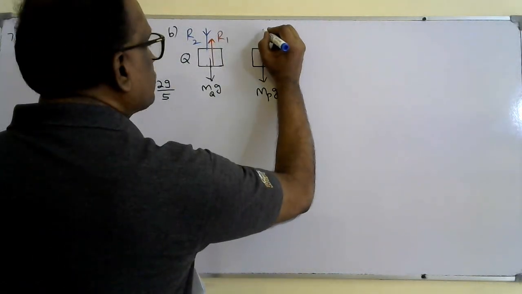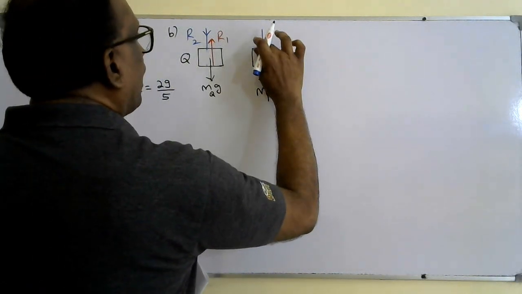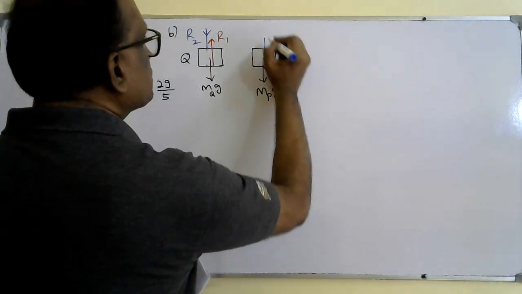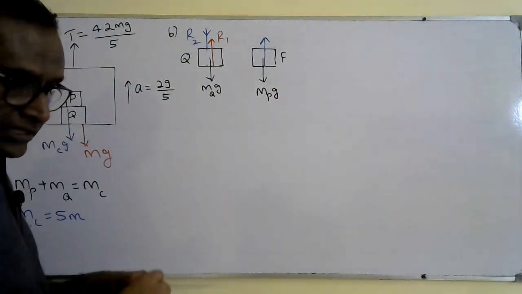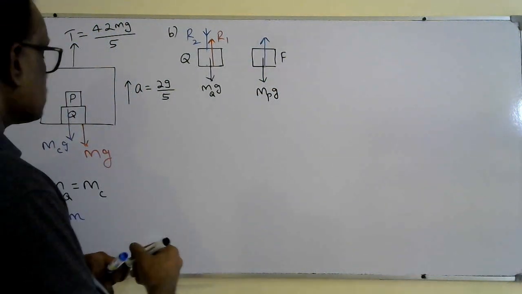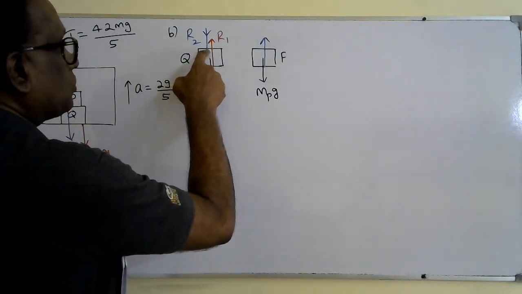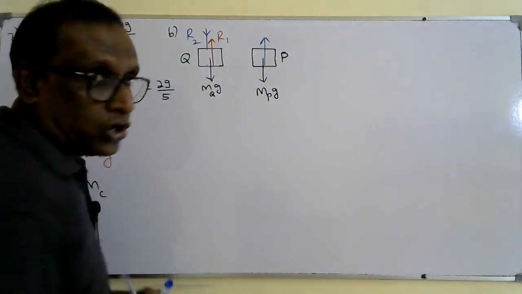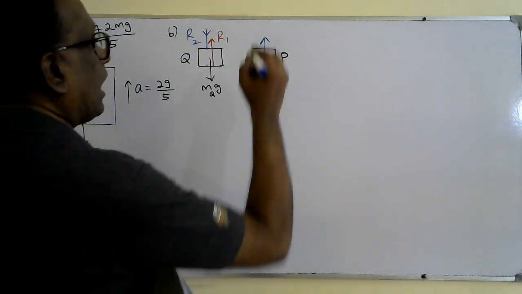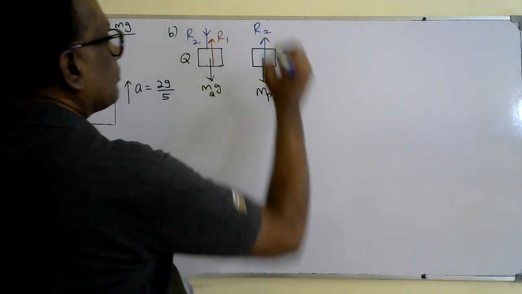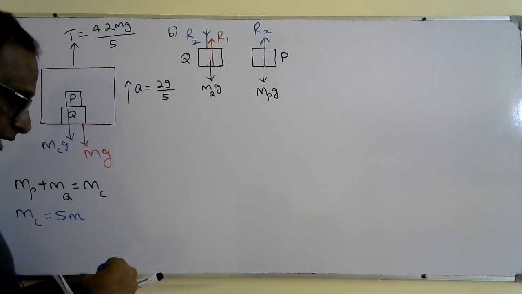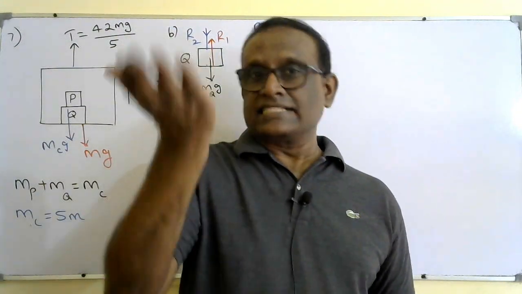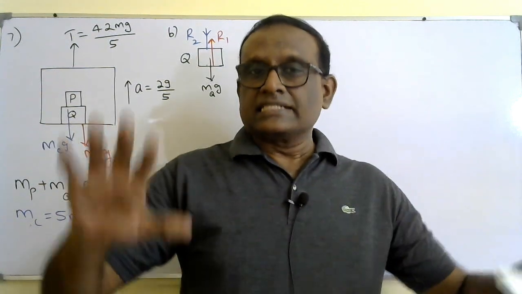Q will exert the same force on P in the upward direction, where it's touching, according to Newton's third law. P will exert a force or push on Q, that is R2. So Q will exert the same magnitude of force on P according to Newton's third law, that is R2.